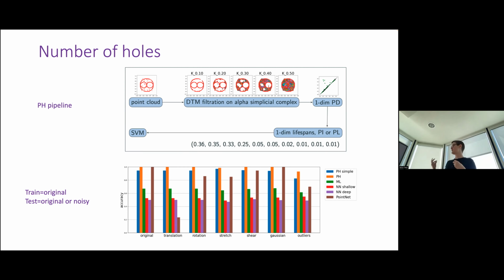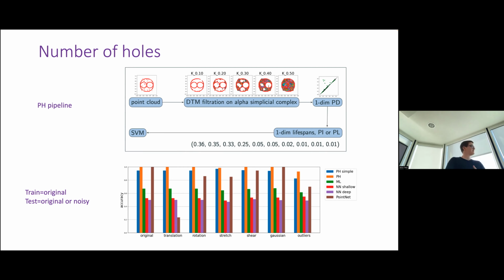Because for us, since persistent homology is so useful for applications, we say usually because it's robust to noise, we wanted to understand what is the difference here. So we see here, if you train on original and test on original, then both the persistent homology pipeline with the persistent images or persistent landscapes has perfect accuracy, but the same is true for PointNet.